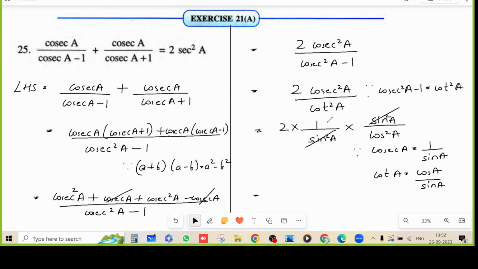So now we are left with 2 divided by cos square a, and 2 divided by cos square a can be written as 2 sec square a, since 1 upon cos a is equal to sec a. Now this is equal to the right hand side, and hence we have proved that the left hand side is equal to the right hand side.